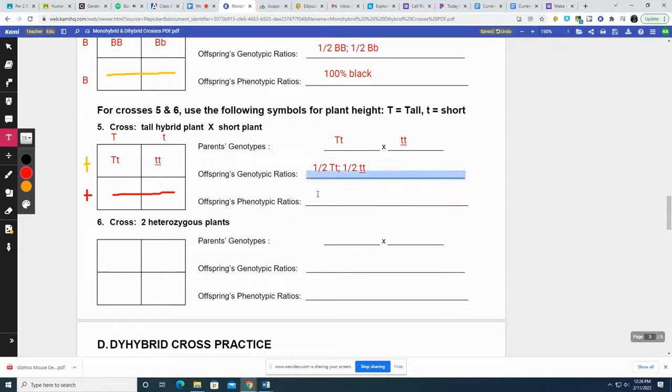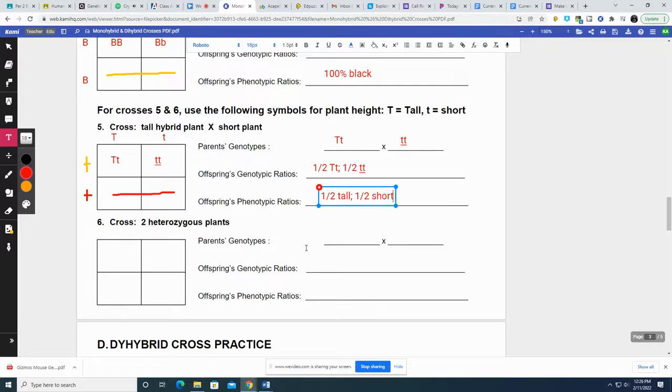Offspring's phenotypic ratio. Since this guy in the top left has 1 big T, that's all you need, since tall is dominant. Half of them will be tall. And this other guy has 2 little t's, 2 recessive alleles. So 1/2 will be short.